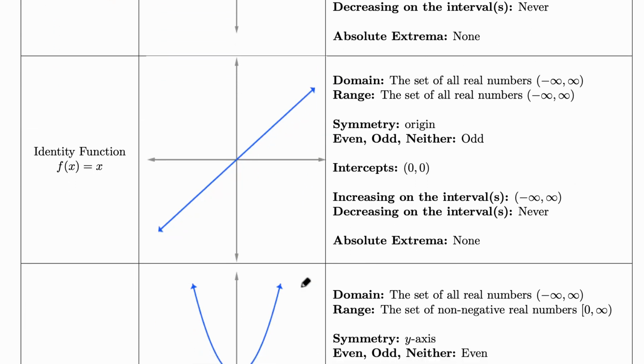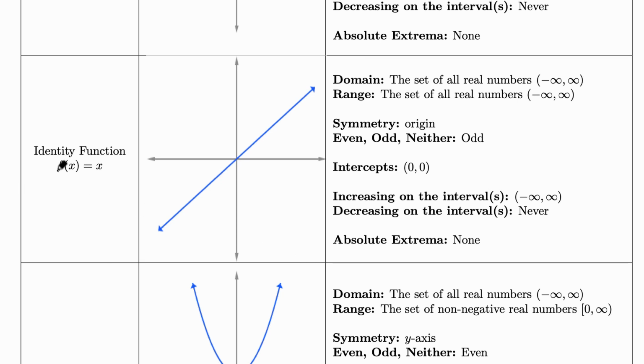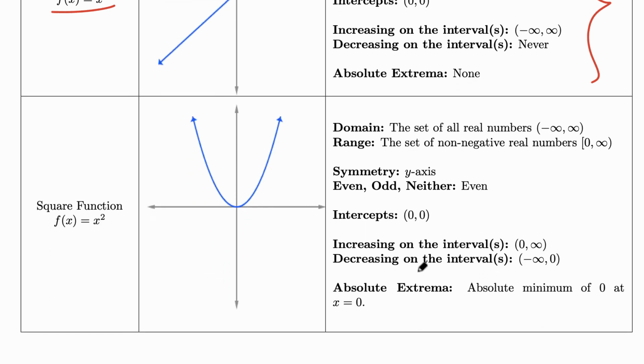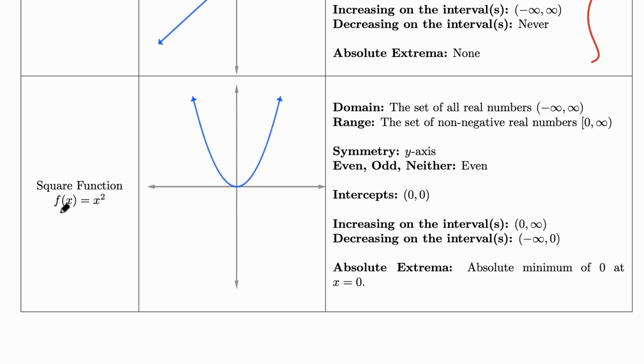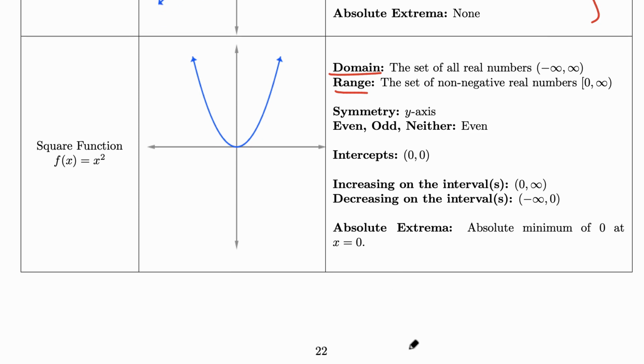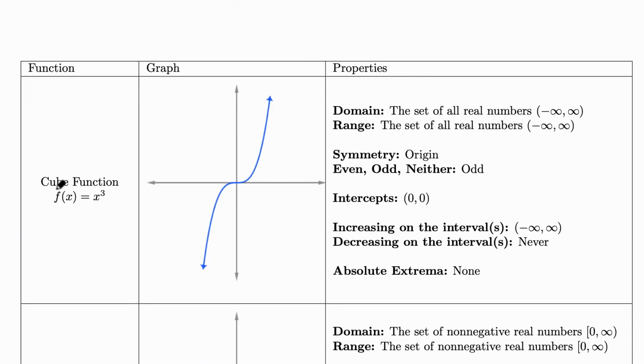Then we got the most popular function, y equals x. It's the identity function, and go through this slowly, take your time. Then a parabola, square function, y equals x squared, and go through the domain, range, etc. Then we got the cubic function, y equals x cubed. It's got origin symmetry, so it's an odd function. Domain, range, and you can find other information here.